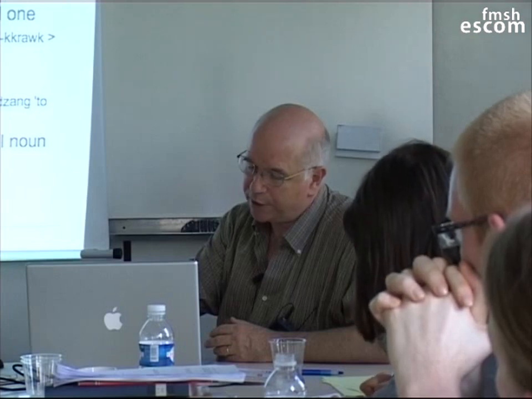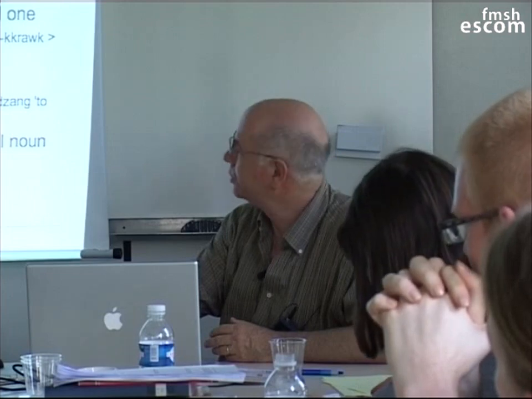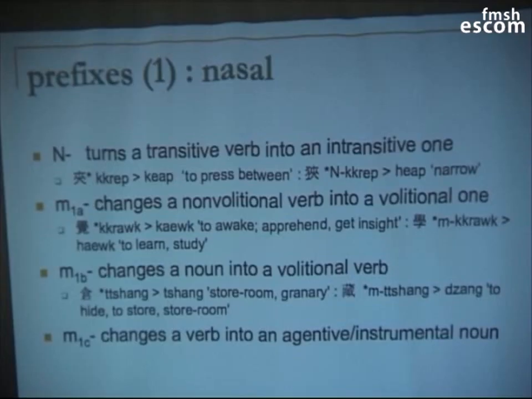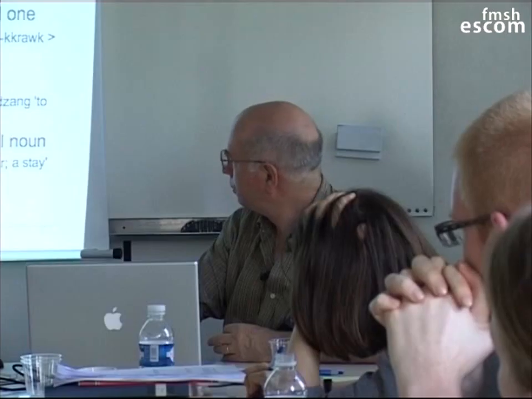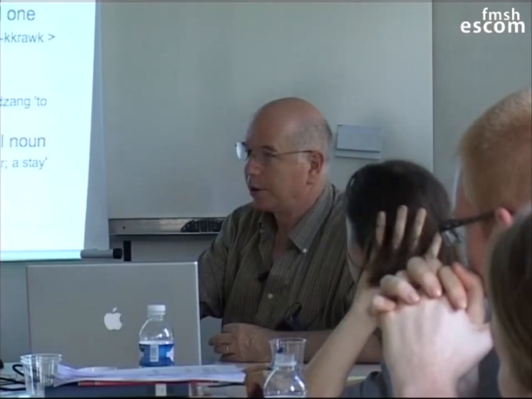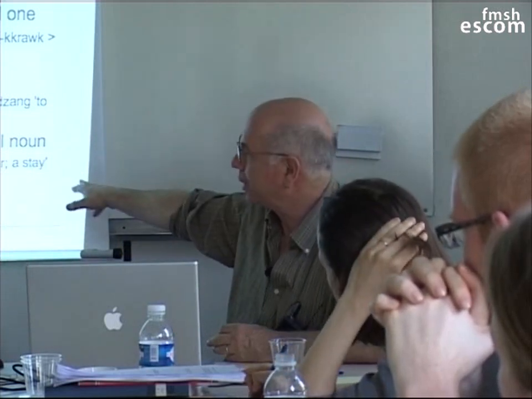Another use of the M prefix is that it changes a verb into an agentive or instrumental noun, that is, a noun which is the agent or instrument of the action. Here, for instance, you have the word tro, to prop up, to support, and mtro is a pillar, a stay. And that word is borrowed as prenasalized into some Tai-Kadai languages.